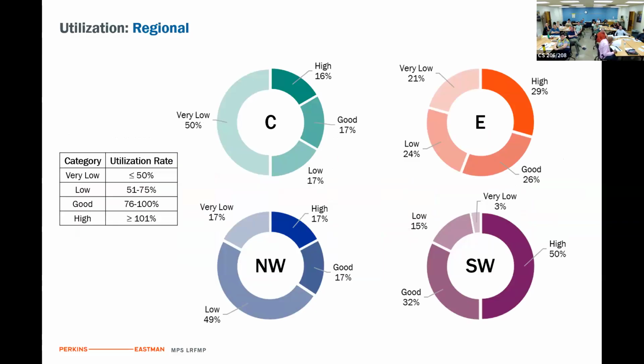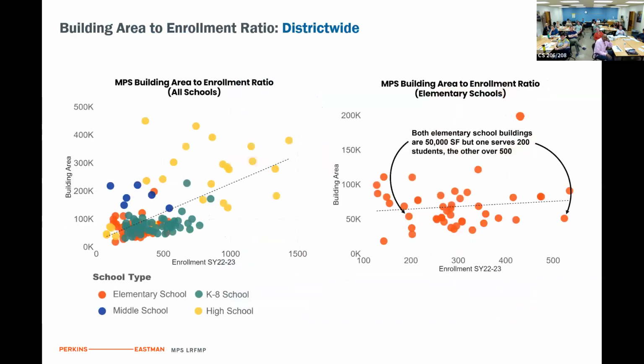Southwest has about half of its schools in the high category, which is at or above 101%. We understand these thresholds may not be the right numbers, so this is also feedback we want to get from you all. If this doesn't feel like how we should be looking at it, this is all information to chew on. Northwest is mostly falling into the low category, and the East region represents how the district looks broadly. So the same division there.